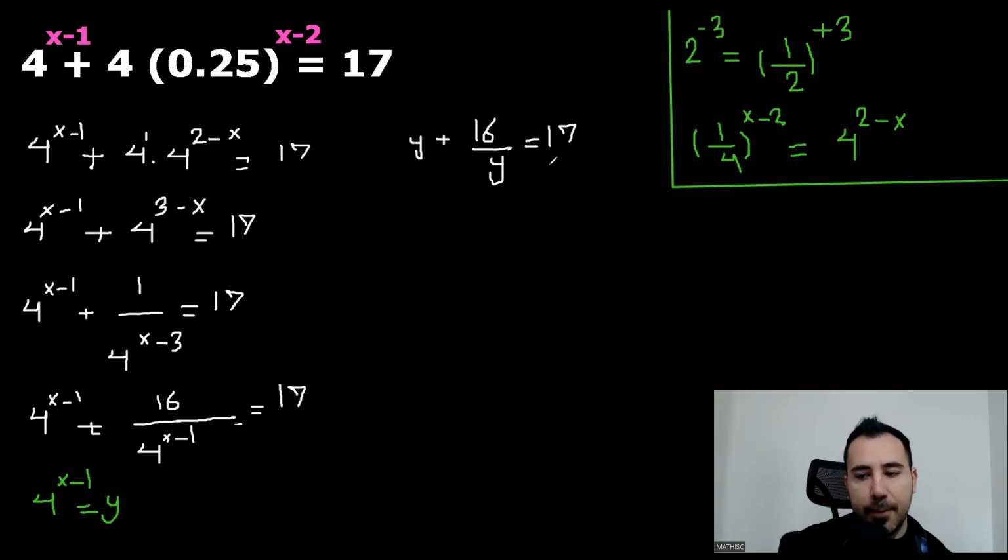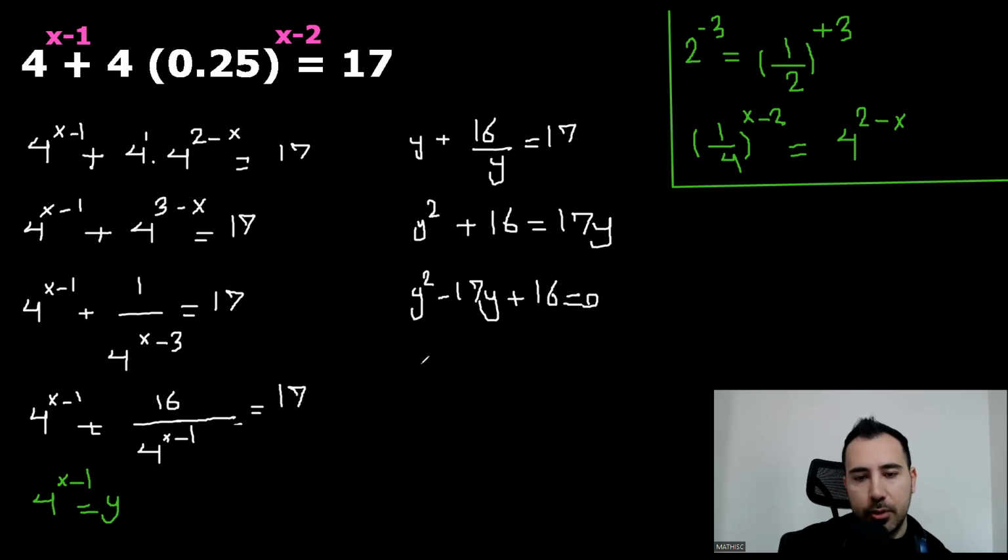No, so we're fine. Because we're fine, we can multiply everything here by y to get rid of the fraction. So the equation will turn to y squared plus 16 equals 17y. So again, y squared plus 16. I'm going to do the minus first: minus 17y plus 16 equals 0. So how to solve this equation quickly?